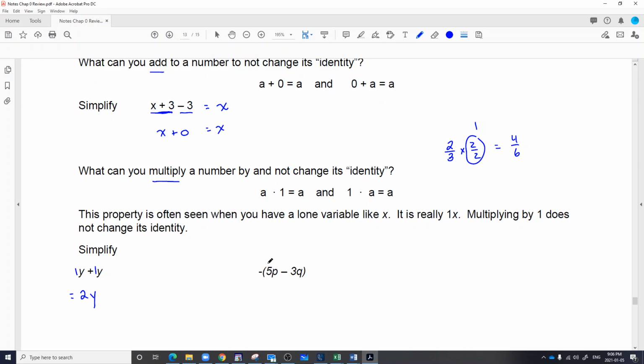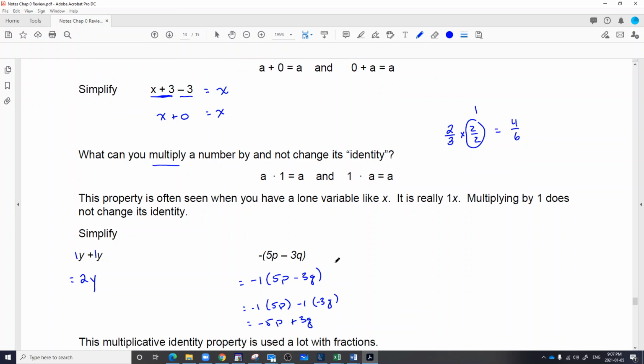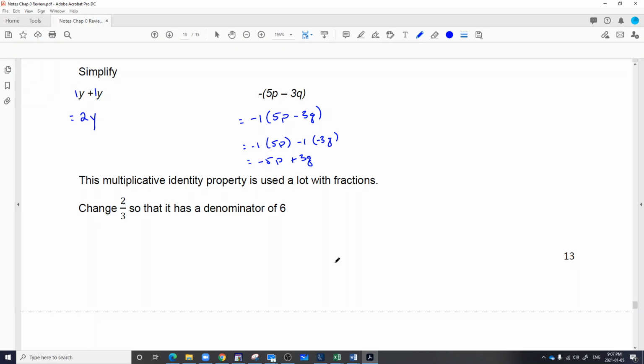Same thing here. If I have negative out front of a bracket and I'm thinking, oh, this looks like the distributive property, but I don't know what I'm distributing, this is actually negative 1 times 5p minus 3q. So I can distribute the negative 1 times the 5p and the negative 1 times the negative 3q, and I could get negative 5p plus 3q. So just knowing that hidden ones are there all the time, we often don't write them because they don't change the identity of a variable. Okay, this multiplicative identity is used a lot to write with fractions, so I already talked about this.